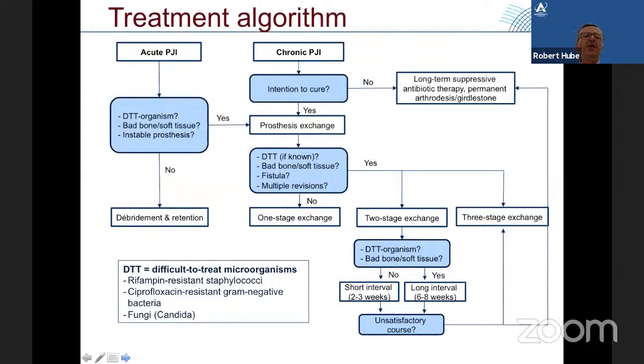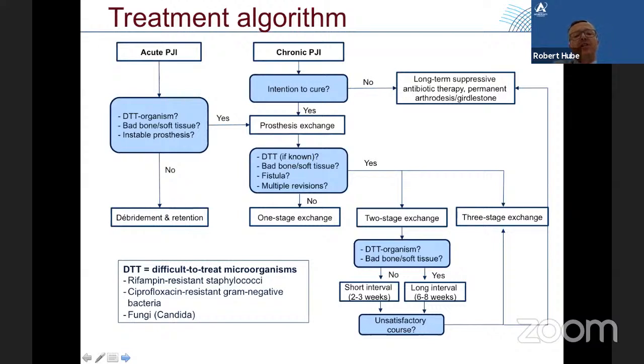In acute PJIs, the question is, do we have a difficult-to-treat bug, bad bone or stiff tissue, and a well-fixed prosthesis? We do a debridement and retention, or we do an exchange. And if we have a chronic PJI, our limit is 3 weeks, and it doesn't mean that it has to be the right time; make it 4 weeks, make it 6 weeks, but make it something. No attempt to cure: long-term suppressive antibiotic therapy. In the UK, they do it regularly, but the problem is the side effects of the antibiotic therapy, and most people do not really accept a long-term antibiotic regimen because of the side effects.